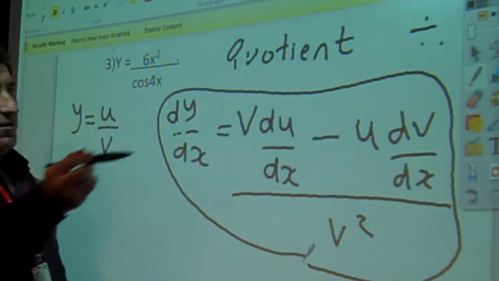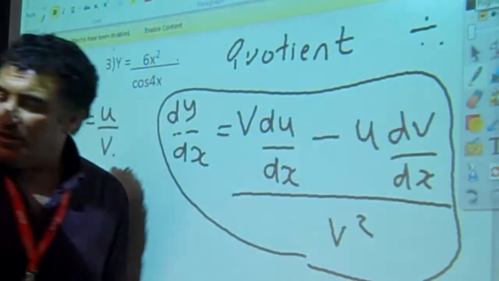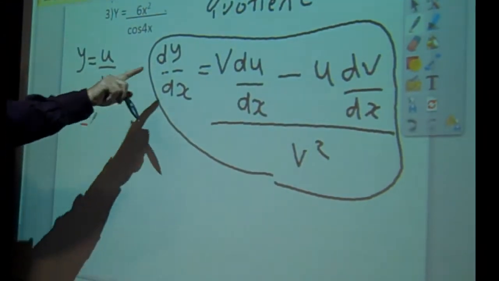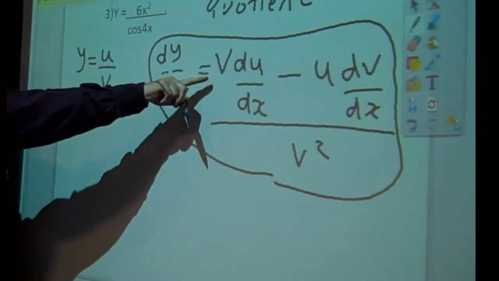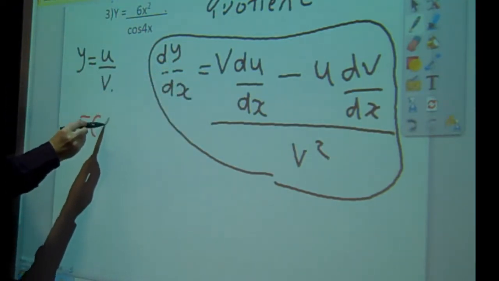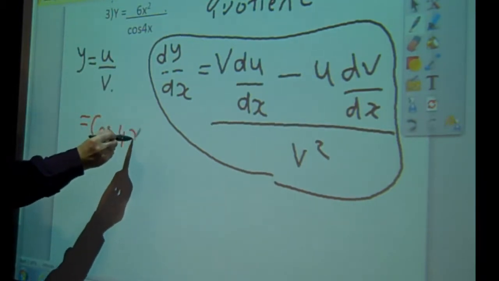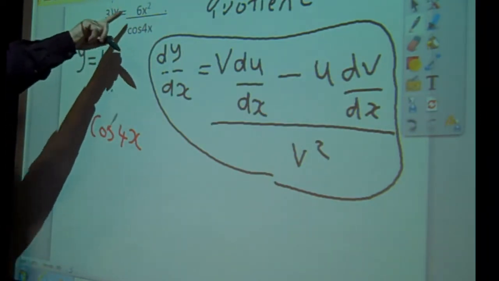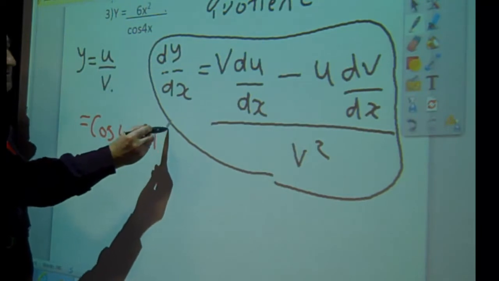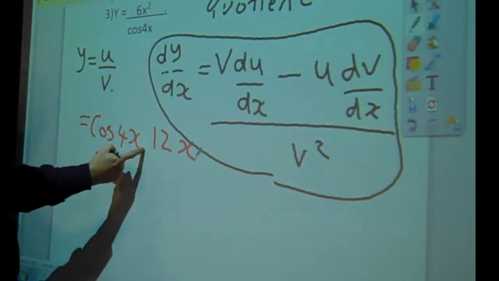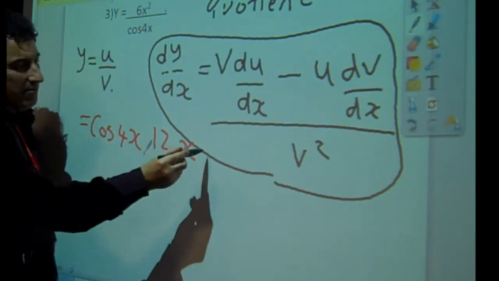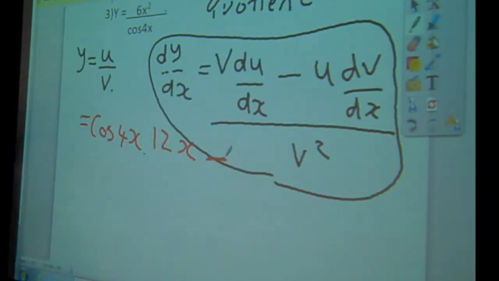So now what we've got to do, like last time, is very methodically put these numbers in. So what we'll do now is we're moving from left to right. So this one here, the v, is cos 4x. Remember, cos means cosine, yeah? And then we've got to differentiate this one. Well, that would be 12x. You can put a times in there. I'll put a little dot there just to see that we're timesing it by that. And then the minus sign. That's very important, that minus sign.